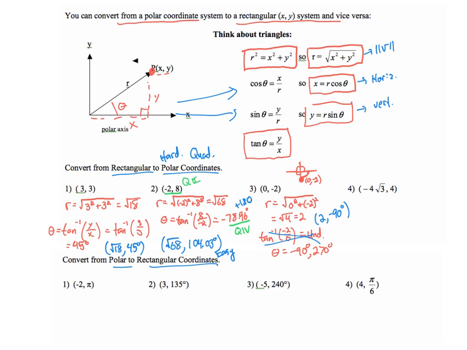Okay, why don't you try this last one here, and then I'll put in my work and you can check your work against that. Okay, so the radius is the square root of negative 4 square roots of 3 squared plus 4 squared. So this would end up being the square root of 48 plus 16, which is the square root of 64, which is 8.